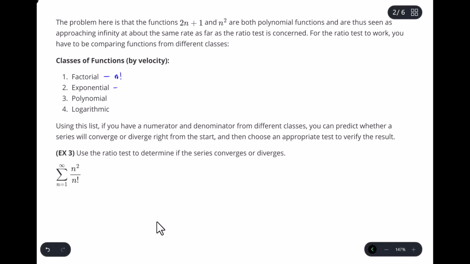And that's going to infinity faster than any exponential function. It doesn't matter what the base is, but something to the nth power is not going to infinity as fast as the factorial. The polynomial goes even slower, something like n squared. It goes to infinity, but it's not nearly as fast as an exponential. And then finally we have our logarithmic, like maybe the natural log of n. So going this direction, we get functions that are going to infinity slower. And going this direction, we get functions that are going to infinity faster.